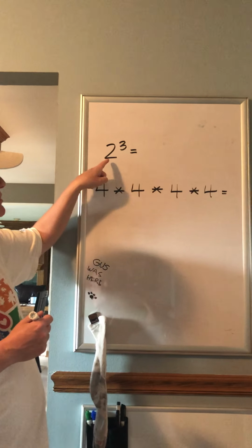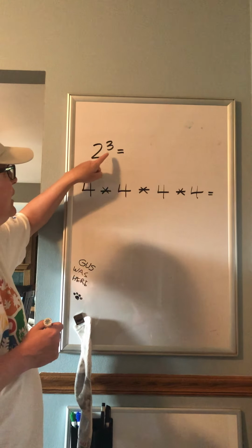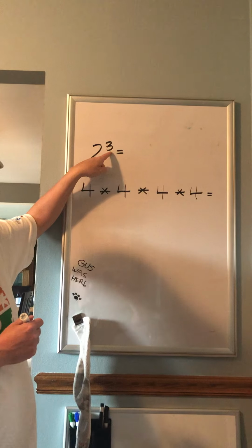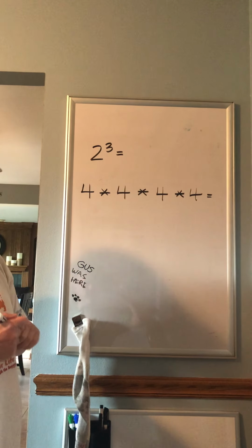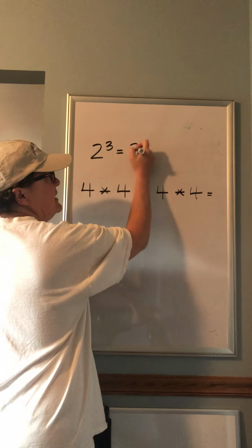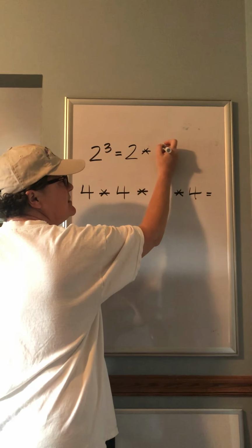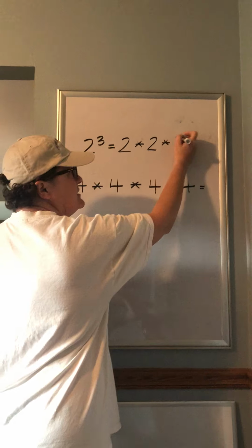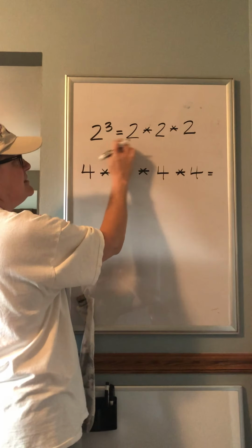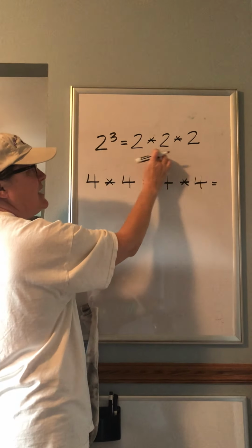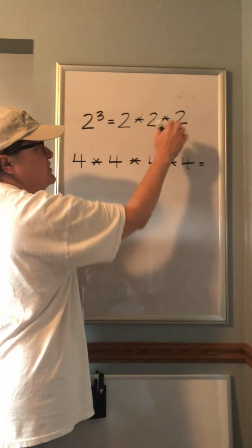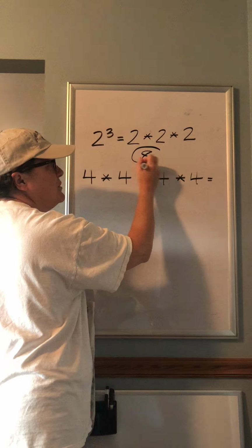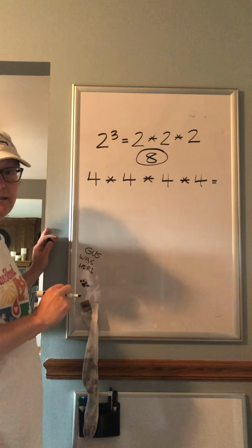But I wanted to remind you that this is the base, the larger number, and the number that is smaller in the right-hand corner is an exponent. So if you say 2 to the third power, you are actually taking 2, which is the base, times 2, times 2. So the base is the number that you repeat, and the number of times that you repeat it is the exponent. So 2 times 2 is 4, times 2 is 8. So 2 to the third power equals 8.